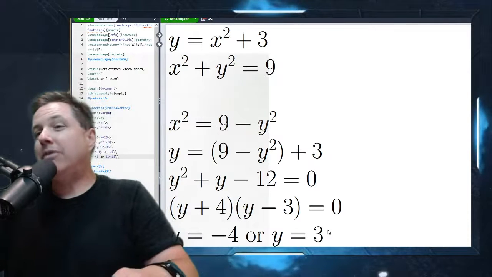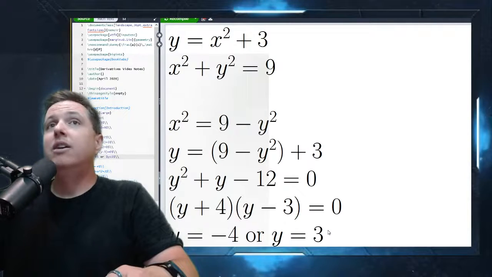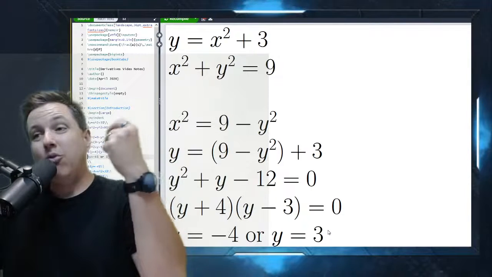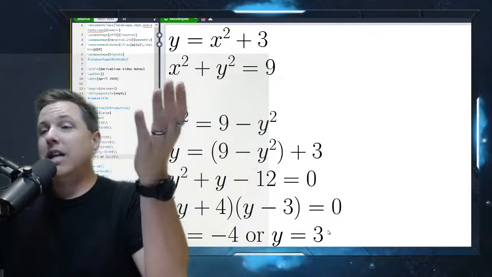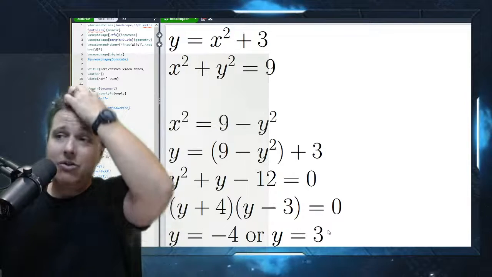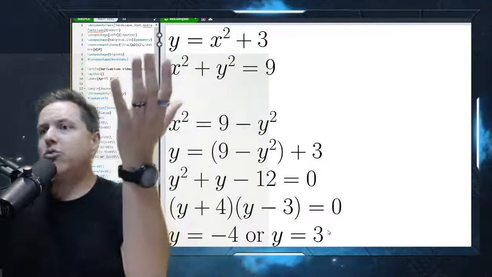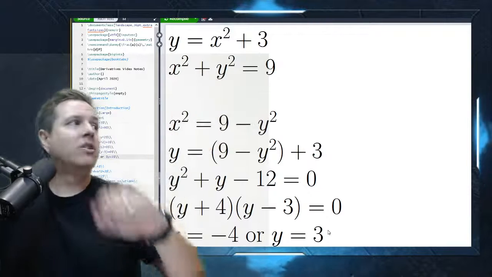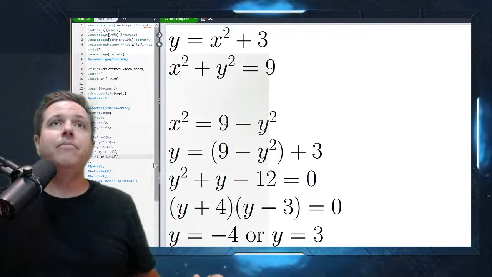Well, the answer is we have to test them both, because sometimes they both will lead you to solutions, sometimes neither one will lead you to solutions, or like in this case, one of them is going to work and one of them doesn't. But how do I know which one works and which one doesn't? Well, I have to test them in order to find out. So that's what I'm going to do.